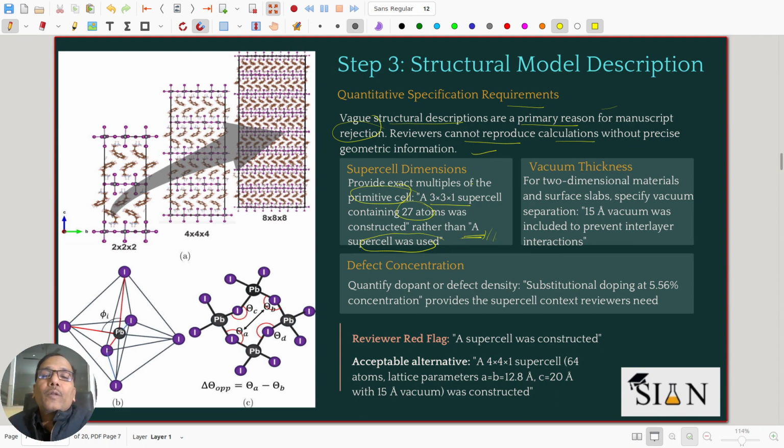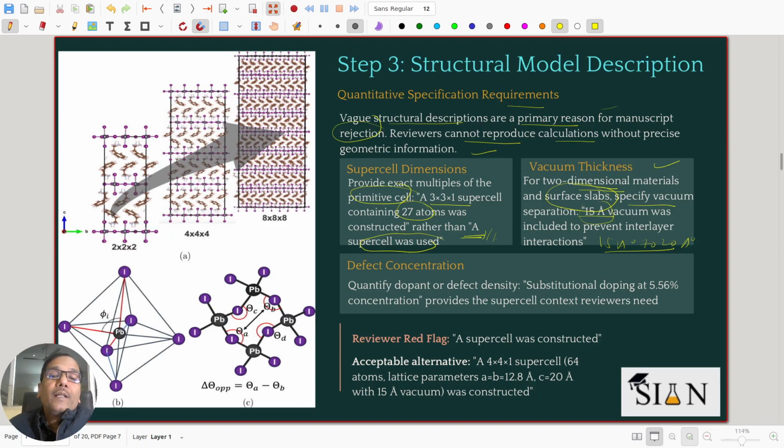It is reported there. And also the vacuum thickness: in two-dimensional materials especially, like a surface slab, you have to specify the vacuum separation. Start with 15 angstrom to 20 angstrom. Also mention the reason why you are creating the supercell and why you are creating this vacuum, because you just want to prevent interlayer interaction, so this 20 angstrom or 15 angstrom vacuum thickness is there.